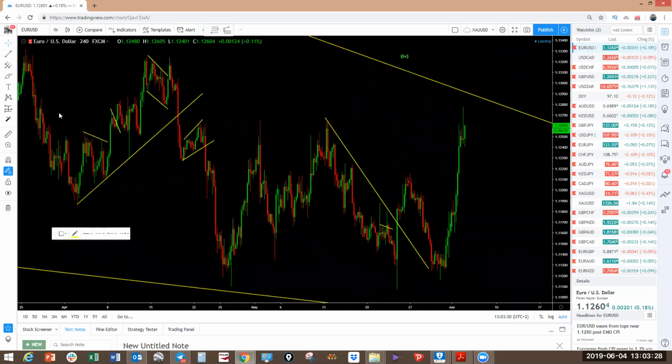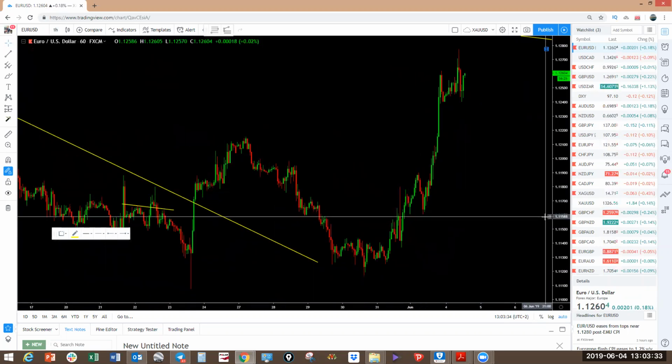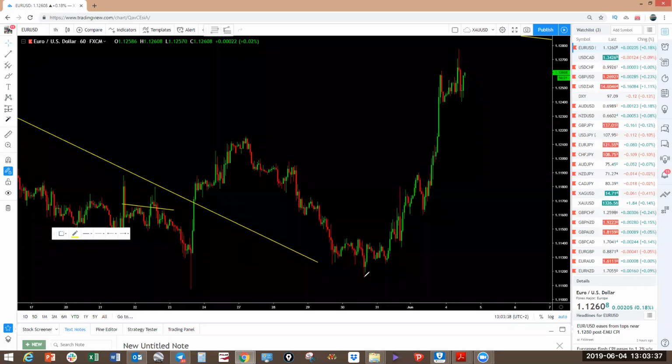On the 1 hour, it was not very clean, unless you were tracking it from here. But even if you were tracking it from here, remember we're still expecting further downside on this one. So we didn't really have a nice entry on this one. We got an expanding flat here at the top.